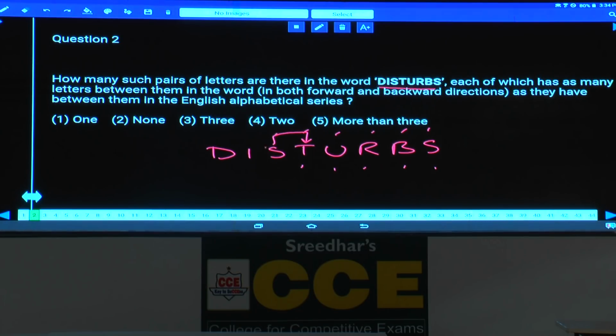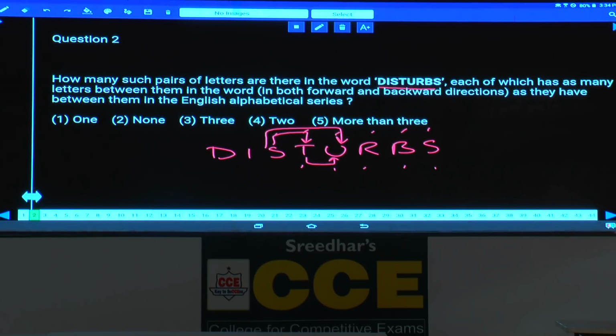S, T, U. Between S and U, there is one letter in this word. In the alphabetical order also, we have only one letter. Hence S and U form a pair. S, T, U, V, W, X. T and U again. These two are consecutive letters, hence this forms a pair. And T, U, V, W and R, S, T. Hence from left to right, there are only 3 such pairs.